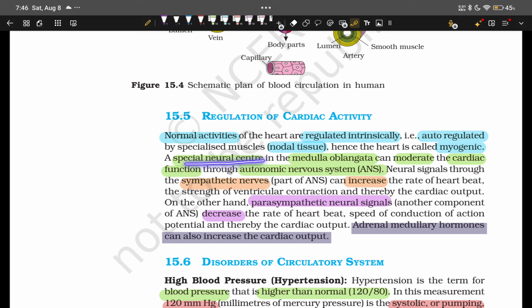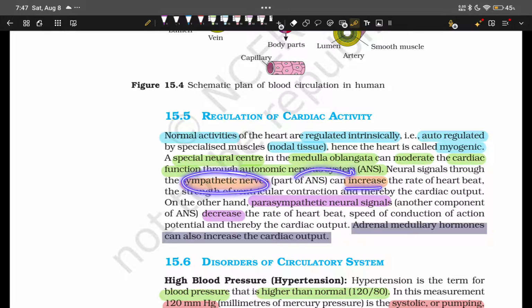But there is a special neural center in medulla oblongata which moderates the cardiac function through ANS, autonomic nervous system. So there is medulla oblongata, where there is a special neural center, and that can moderate cardiac function through ANS, autonomic nervous system. And autonomic nervous system has two types: sympathetic nervous system and parasympathetic nervous system.